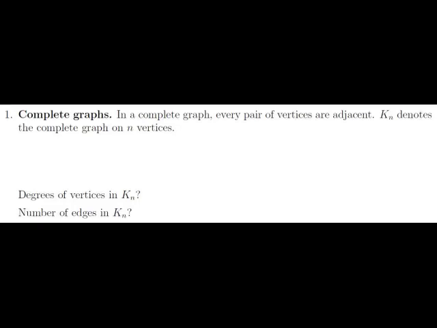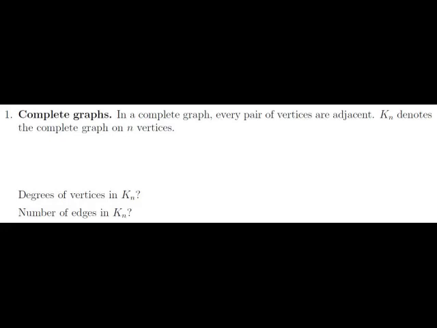Hello everyone. So today we are going to continue with graph theory. We are going to learn about some special types of graphs or special families of graphs. The first one is complete graphs. In a complete graph, every pair of vertices are adjacent. Kn denotes a complete graph on n vertices.